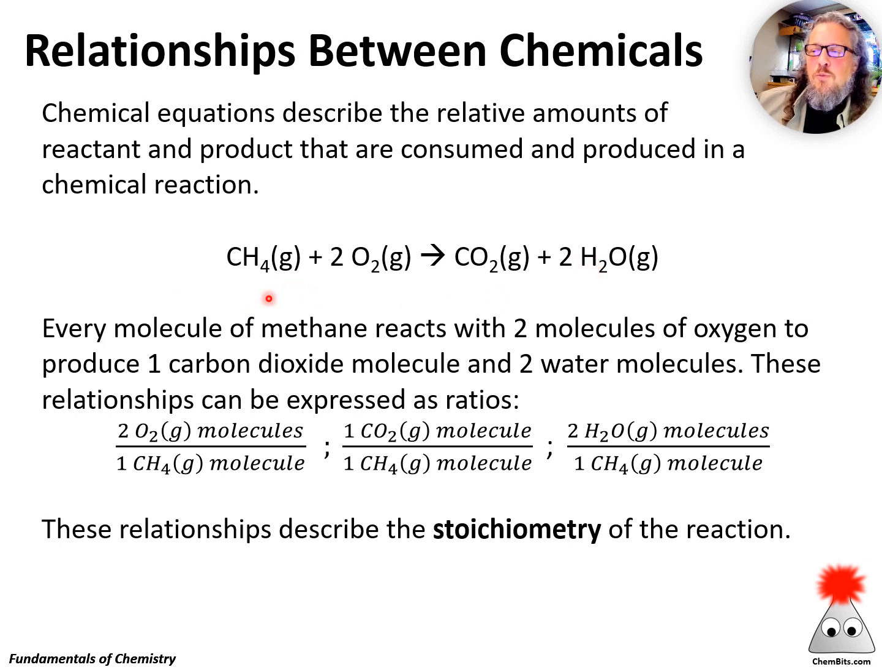So we can express these relationships in words, but we can also express them as ratios, as fractions. So there are two O2 molecules for every one methane molecule. There's one CO2 for every methane. So we can pick any two of these and form a ratio, and that ratio can be flipped if it needs to be flipped.